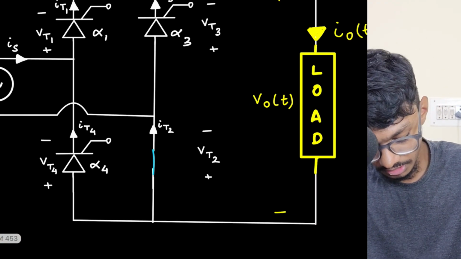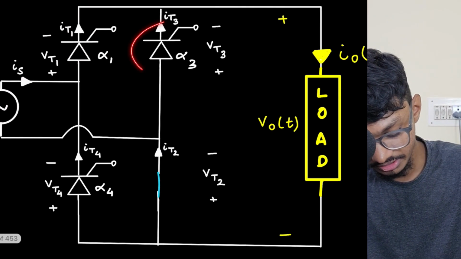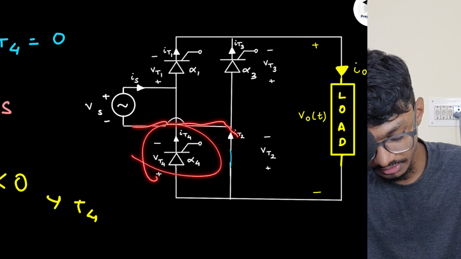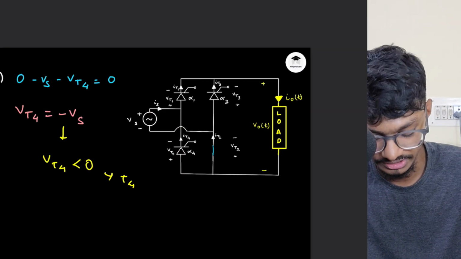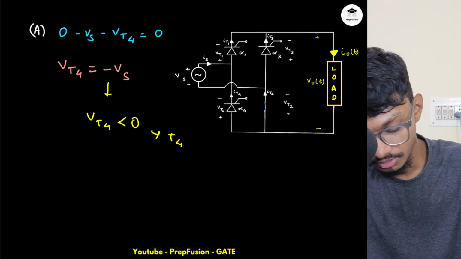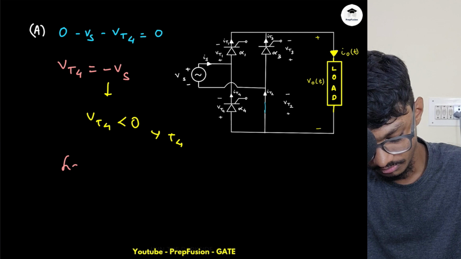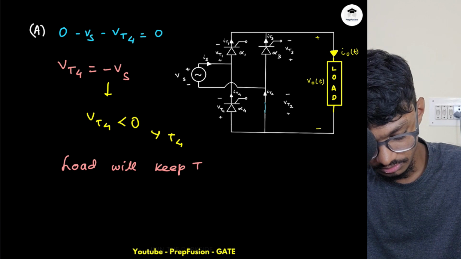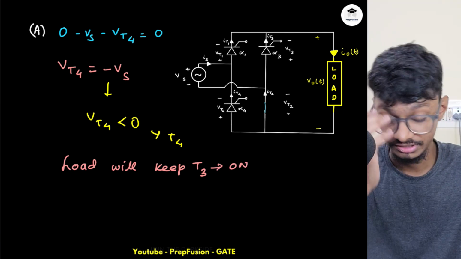Current cannot flow through this path because this is off, right? Hence current has to flow through this, because this has already been turned off. Anyway, that path is not useful, because current would need to flow in the opposite direction, which is not possible. So what will happen? The load will keep T3 on.